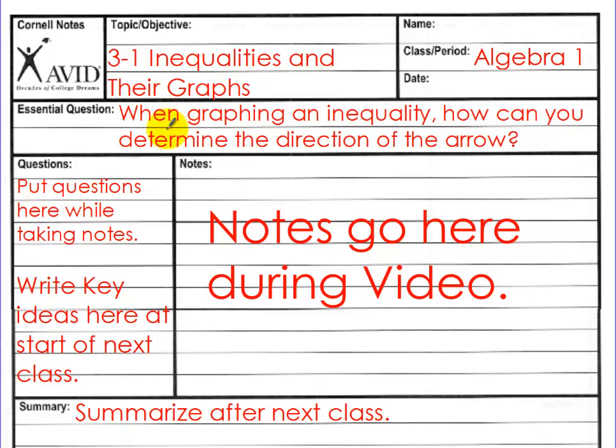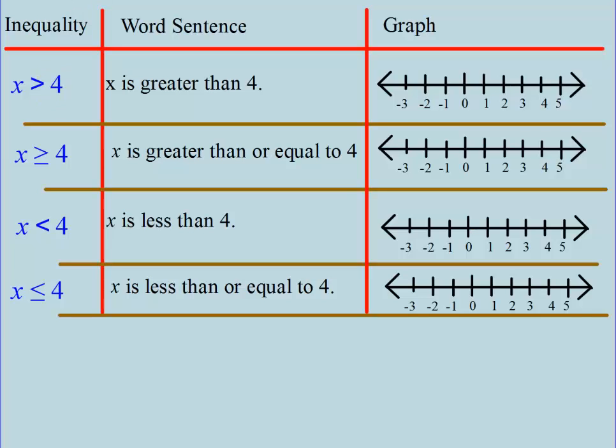Welcome, Algebra 1. This is section 3-1, Inequalities and their graphs. The essential question is, when graphing an inequality, how can you determine the direction of the arrow? Let's begin. You might have seen this before. I think I did it in a different lesson, but I'm going to do it again.